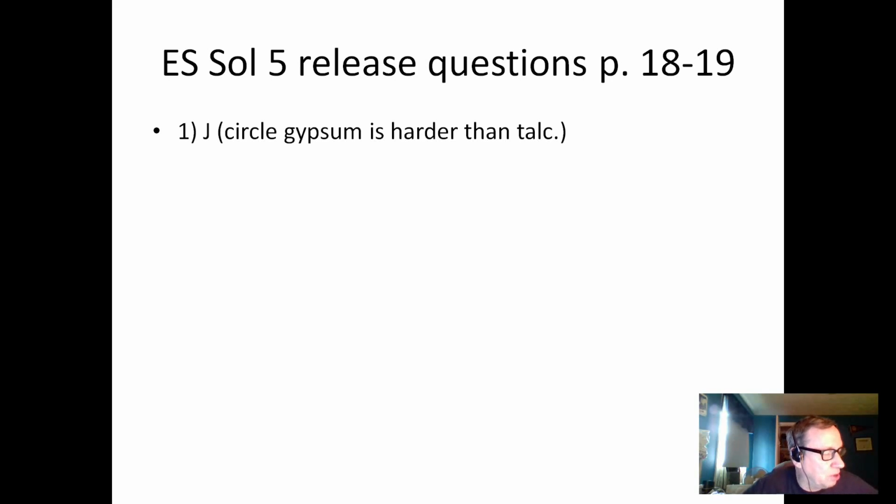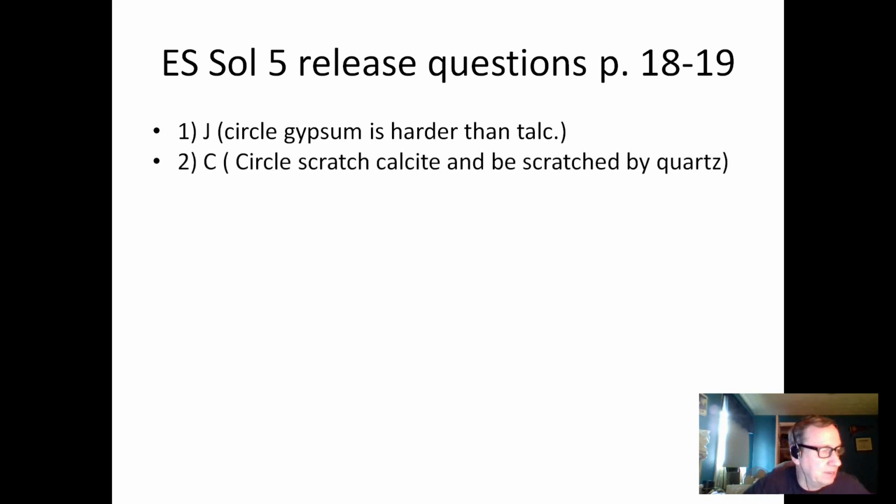So then you got to figure out, what will apatite do? Will it scratch both calcite and quartz? No. It'll scratch calcite but not quartz. Will it be scratched by both? No, that doesn't work. Will it scratch calcite and be scratched by quartz? Yeah, because it's in between those two minerals. So the correct answer should be C there.